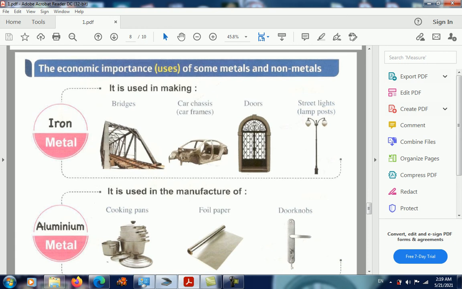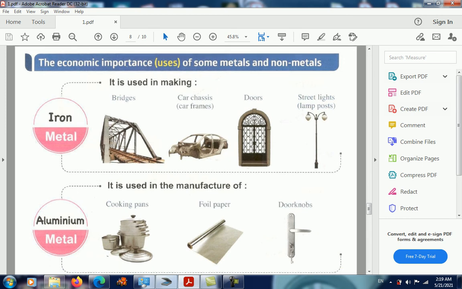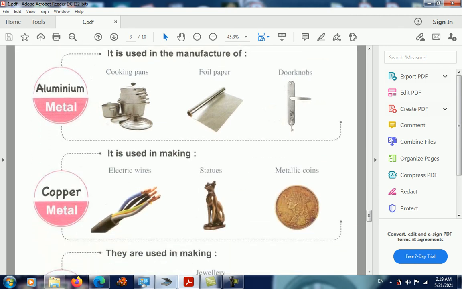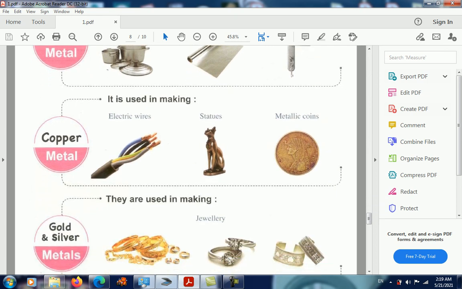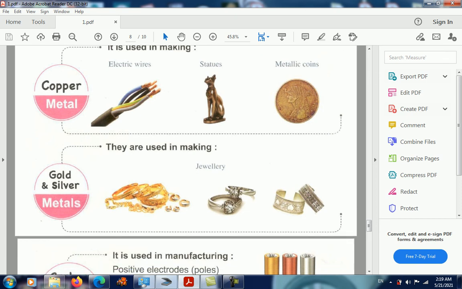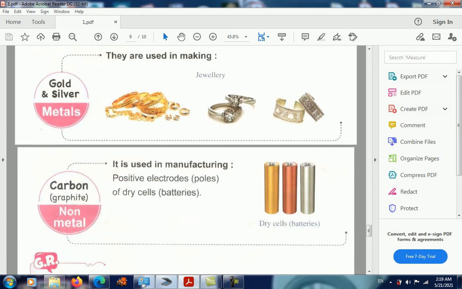Okay, the economic importance: uses of some metals and non-metals. The iron metal, it can be used in making what? Bridges, car chassis or car frames, doors, street lights or lamp posts. The aluminium metal, it's used in the manufacture of cooking pans, foil paper, doorknobs. Now the copper metal, it's used in making electric wires, statues, metallic coins. Gold and silver metals, they are used in making jewelry, of course.